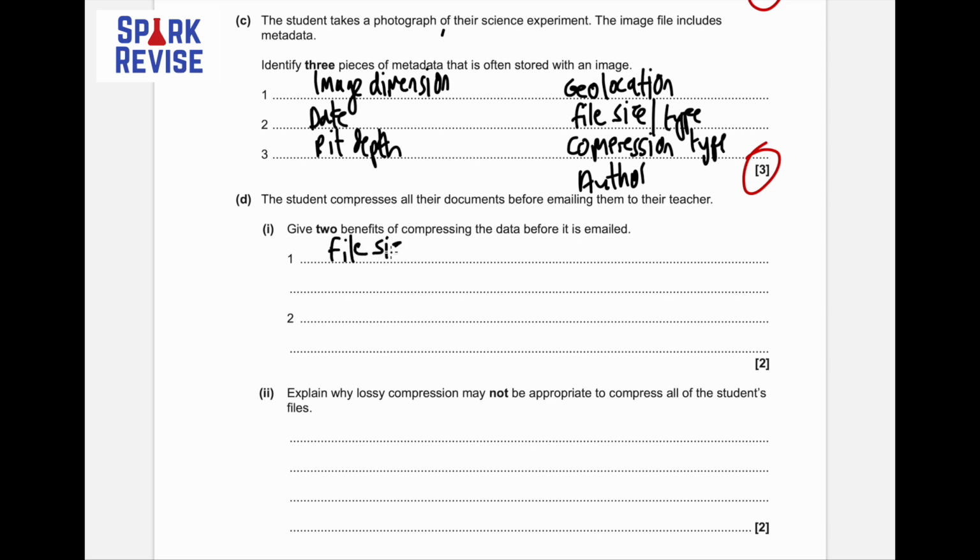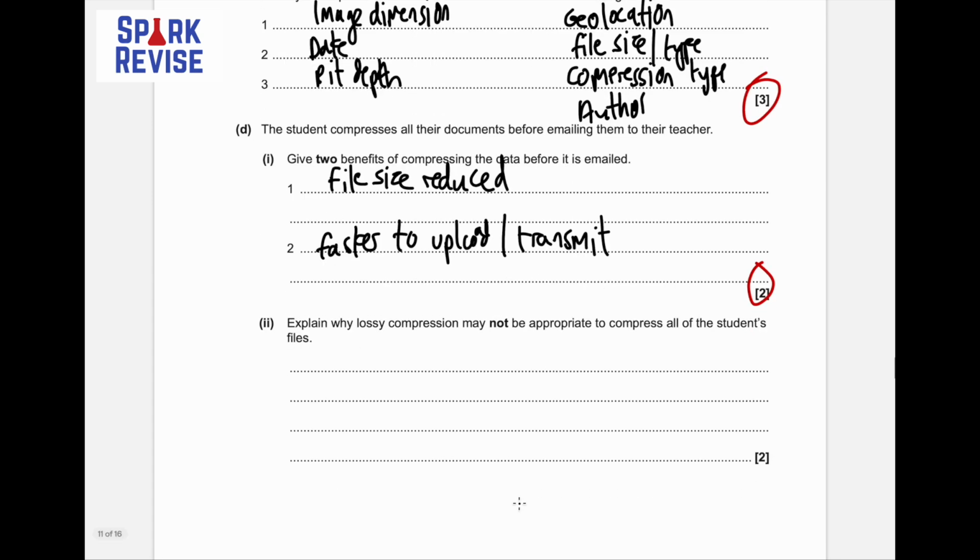File size reduced. Second reason, faster to upload or transmit. There we go. That's your 2 marks. But you could also say less bandwidth, less data to send, requires less storage space, prevents you exceeding your email storage capacity. There's a lot of things you could say other than what I've said, but that's all you need to say. That's your 2 simple reasons.